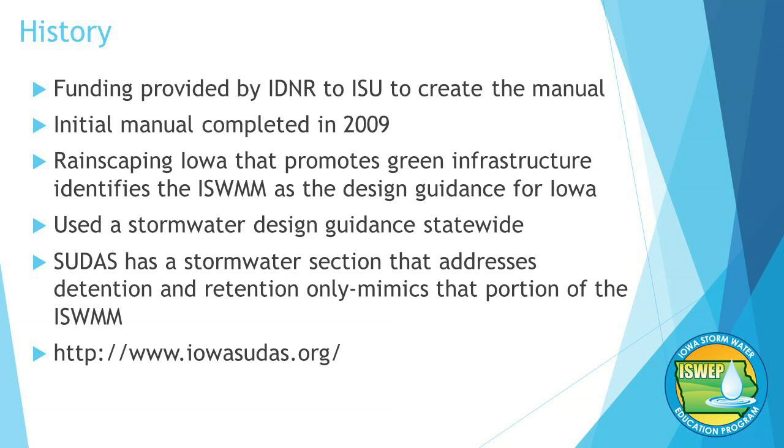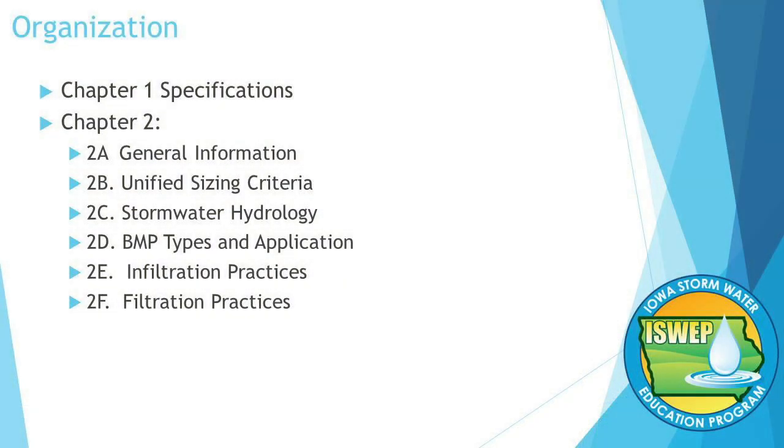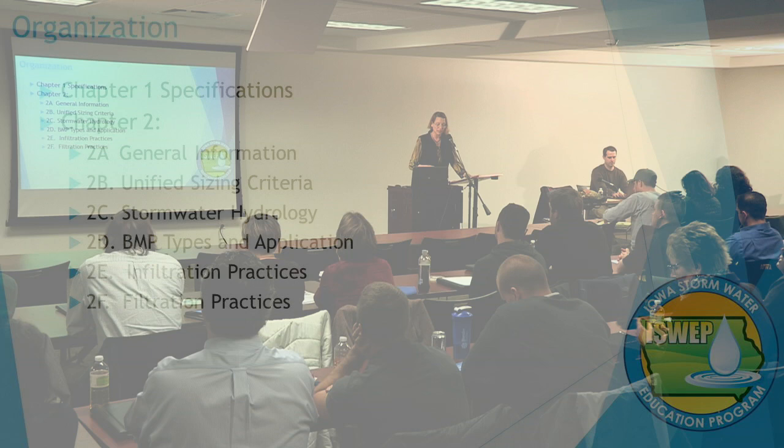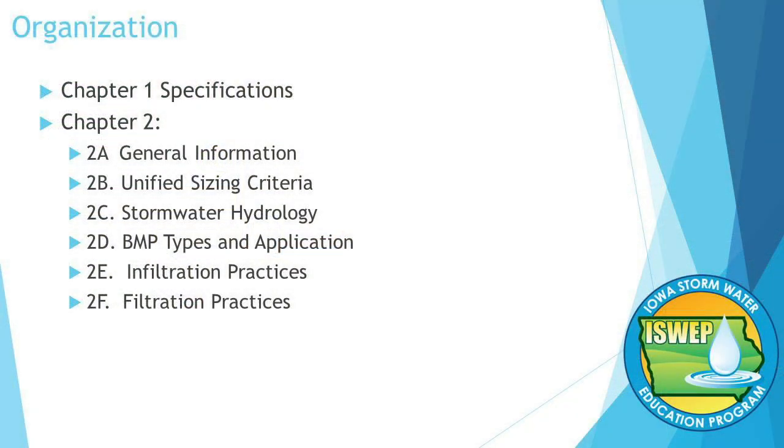For those of you that have not seen the manual before, the organization is as follows. Chapter one is specifications, and all you have to do is Google Iowa Stormwater Management Manual. Chapter two has some general information on stormwater, 2A, 2B, unified sizing criteria. Then we get into stormwater hydrology. We look at the different types of BMPs, or best management practices, and the applications of those. We get into more specifics on each of the infiltration-based best management practices. Then we look at filtration practices, which in Iowa are not really used very much. Sand filters. I think we're focusing more of our attention on the infiltration practices.